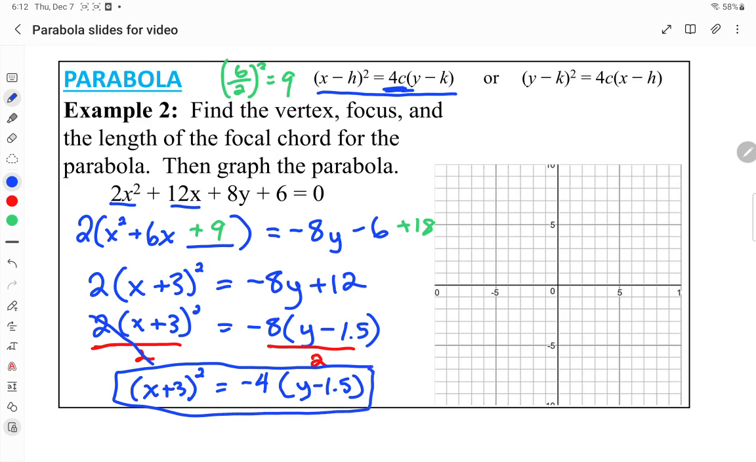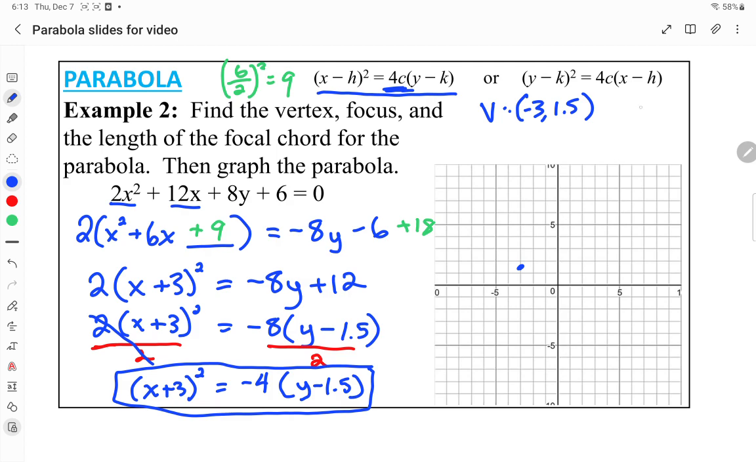All right. Now I'm going to graph it. So let's see. This is a vertical parabola. It's going to be opening down. So that means the vertex will be at -3, 1.5. And I'll plot it.